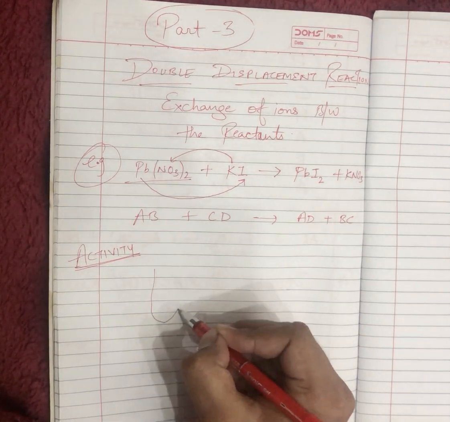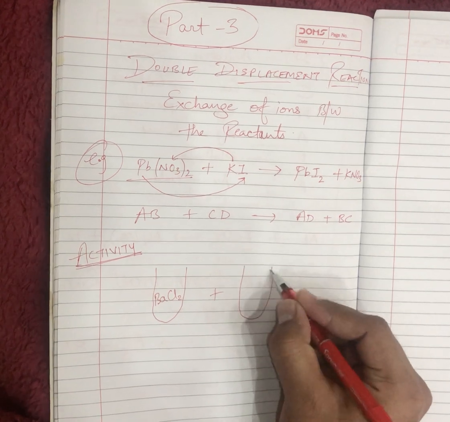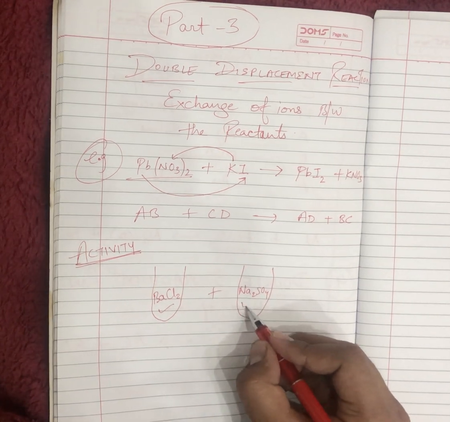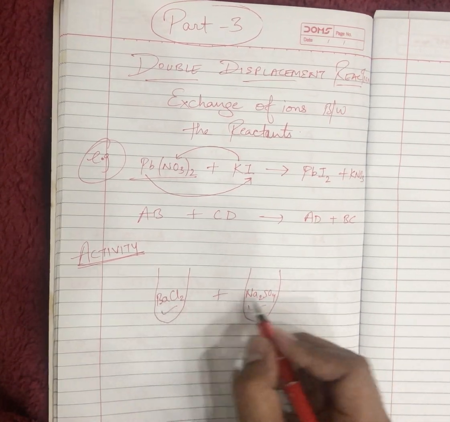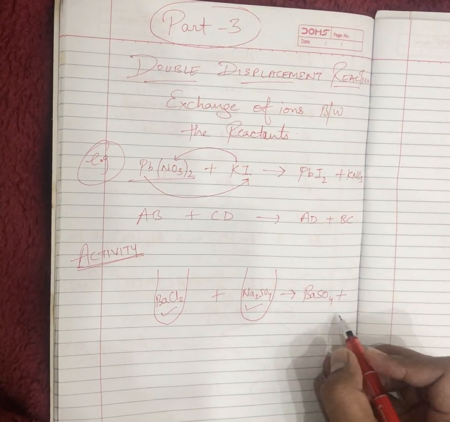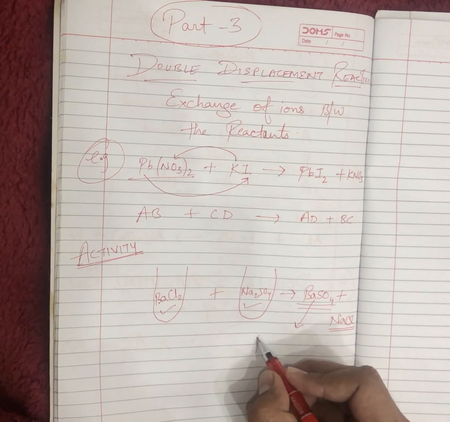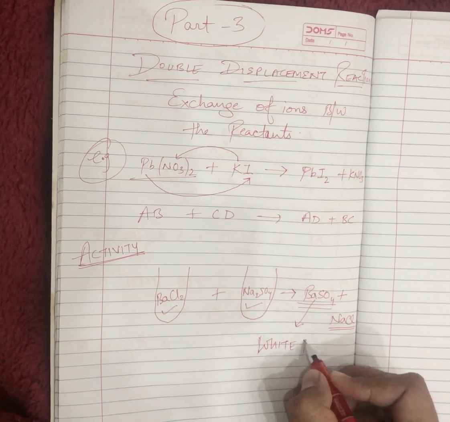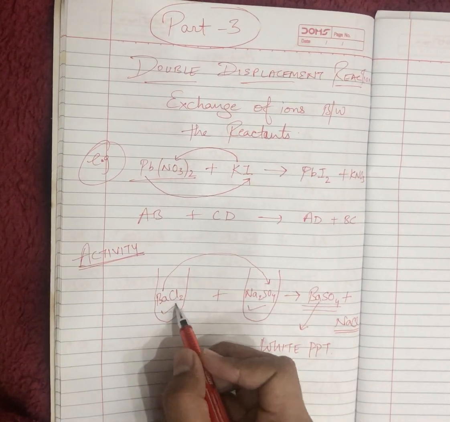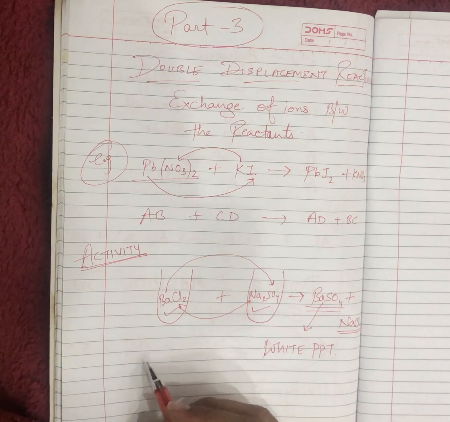Activity will be, let us say we have taken barium chloride and sodium sulfate. In one test tube we will take barium chloride and in the other test tube we will take sodium sulfate. And on reacting these two, what will be formed? It will form BaSO4, that is barium sulfate, and NaCl, that is sodium chloride. So basically BaSO4 will be a white precipitate, and because in this reaction barium has been exchanged with sulfate and sodium has been exchanged with chlorine, this type of reaction will be double displacement reaction.